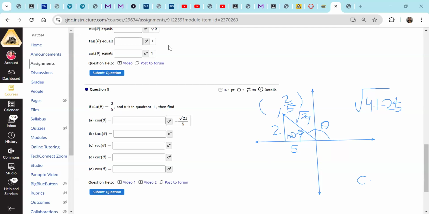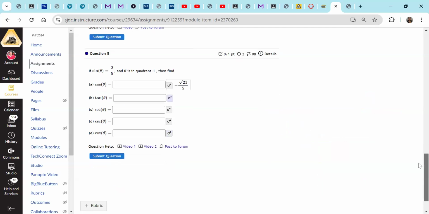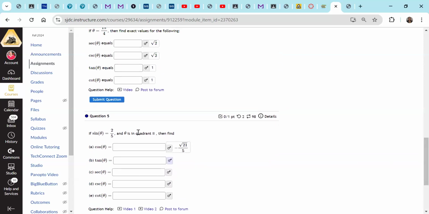So 21, 2 squared is 4, 5 squared is 25, plus 4 is 29. Let's check if they do the same thing for the tangent. Yep, they are going with 21. I don't know where the 21 is coming from. We'll come back to this question in a couple seconds. Something is not clicking in my head right now for number 5. And we roll on to section 5.4, and then we'll come back to number 5.